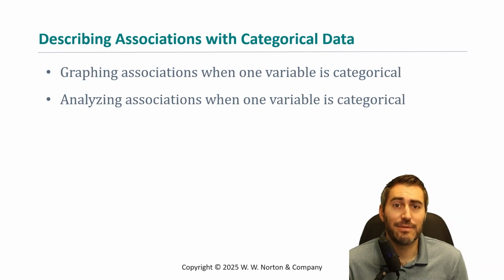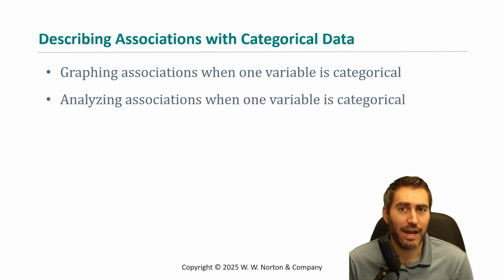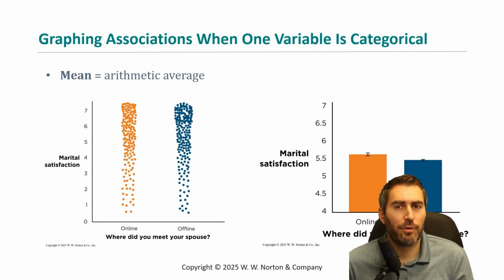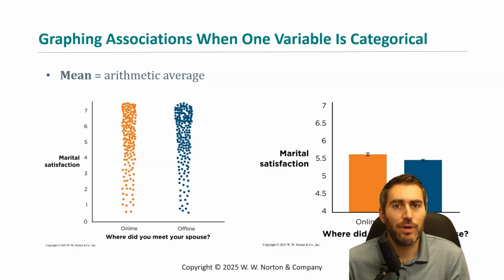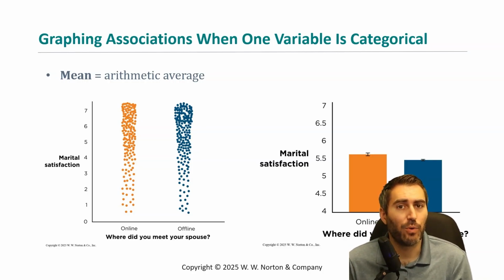At the end of the day, it's important to remember that as long as we're measuring the relationship between two variables, regardless of their type, we're still performing a correlational study. Remember back to the example of the comparison of marital satisfaction to the location of where people met their spouse, either online or offline. Notice that the first variable, marital satisfaction, is quantitative, and the other variable, where a person met his or her spouse, is categorical.